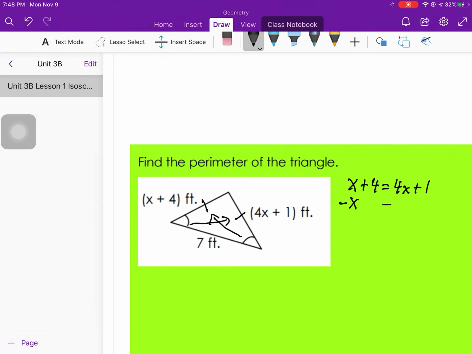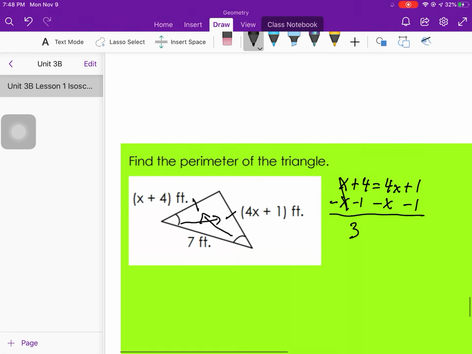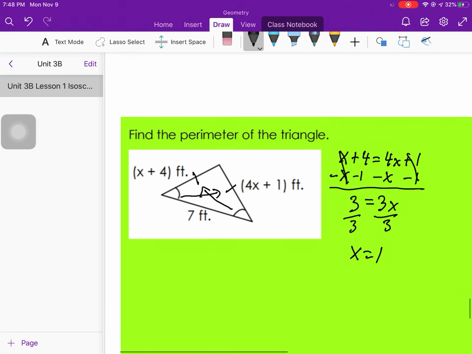We got to solve for X, so I'm going to move this X over here, and I'm going to move this 1 over here. Those go away, 4 minus 1 is 3. These go away, 4 minus 1 is also 3X. Divide by 3, we get X equals 1. Now, if we want to find the perimeter, we need to plug this back in. It's easiest to plug it in over here. 1 plus 4 equals 5. And since these are the same, we know that this is also going to be 5.